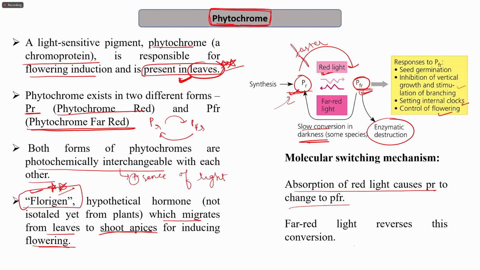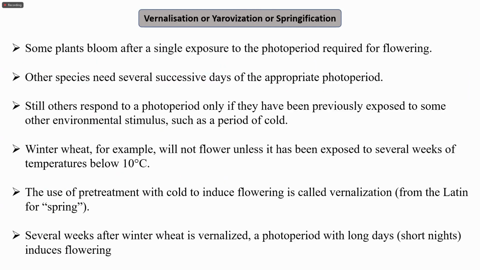So this was about photoperiodism, and the pigment responsible for this is the light sensitive pigment, phytochrome. The next is vernalization, or springification, that is, spring. Flowering in certain plants is not only affected by the duration of the light, but in certain plants it is also affected by the temperature to which the seeds are previously exposed. For example, in wheat, flowering requires exposure to a long period of lower temperatures.